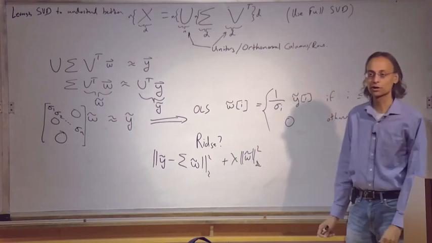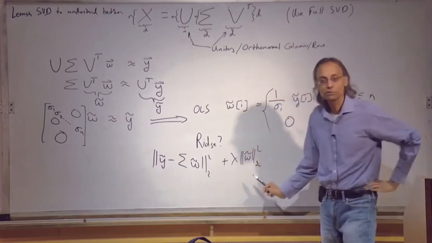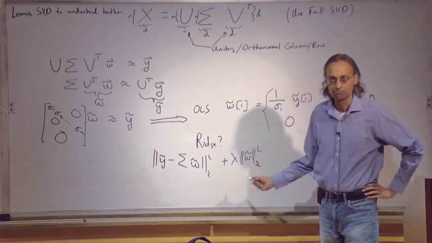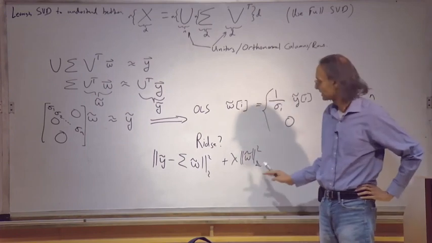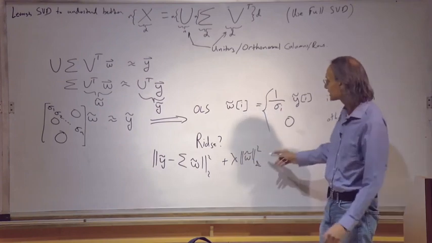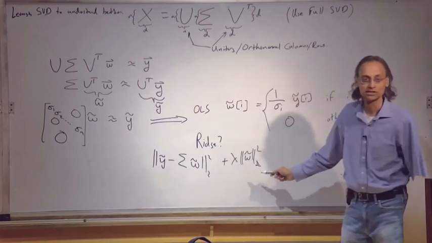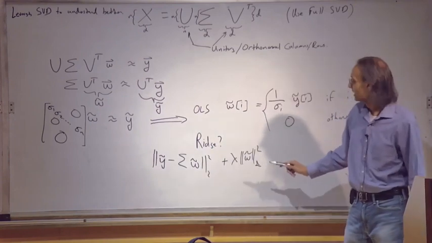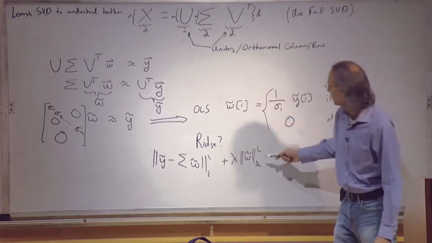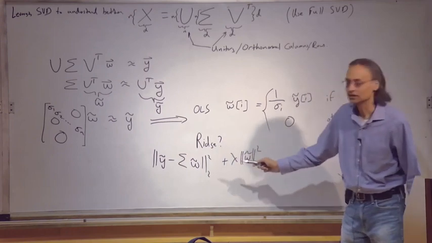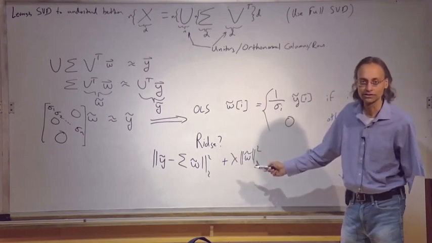Right? This is your optimization problem. Every time you have a Euclidean norm squared, it's just a sum. Does everyone see that? It's just a sum. So this is just a bunch of sums. Now, let's think about it. You want to minimize this. You're penalizing the length of w tilde.